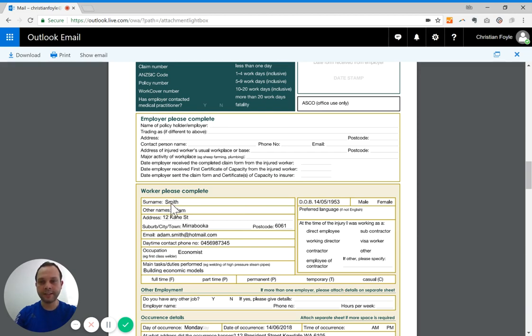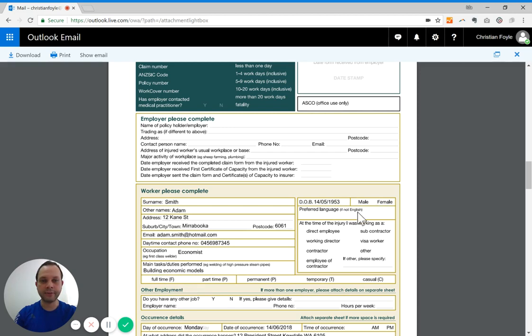So you'll see that the first part of it's very straightforward, just your name, your address, email address, phone number, your occupation, and your main tasks and duties performed in that occupation. So you'll see in this one, Adam Smith is an economist, and his main tasks and duties involve building economic models. Over here, we've got your date of birth.